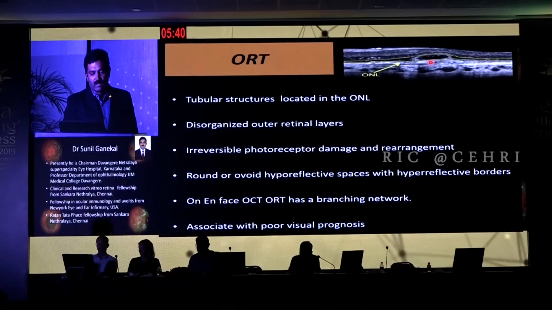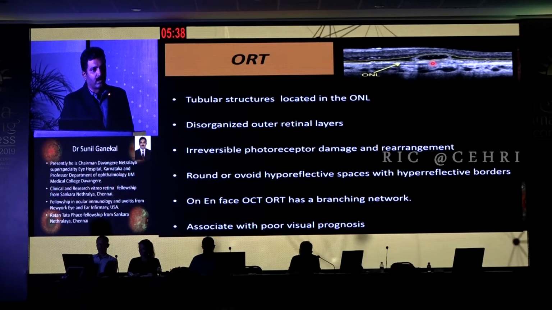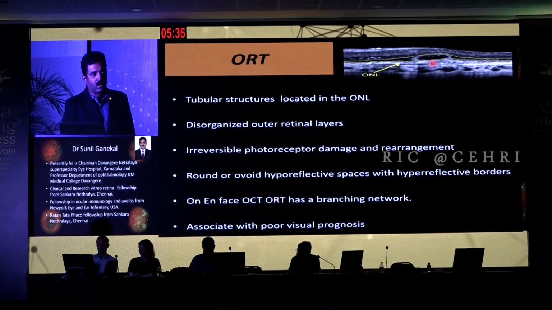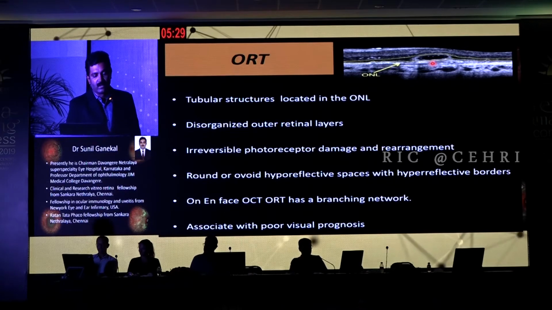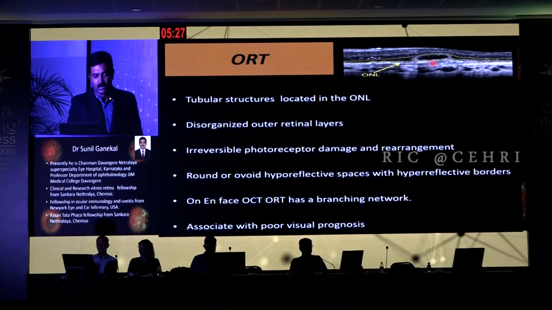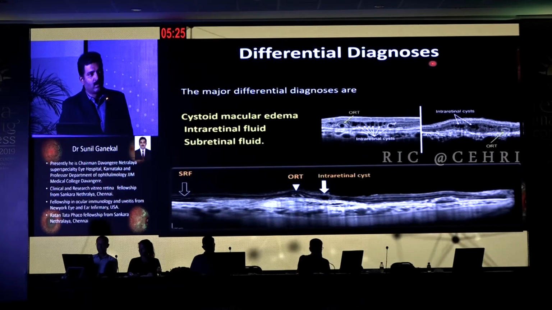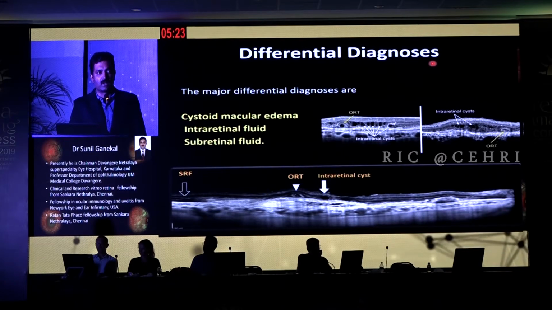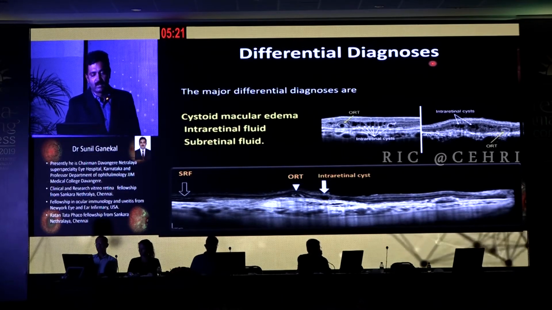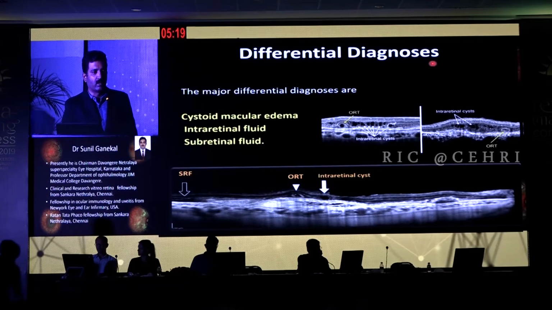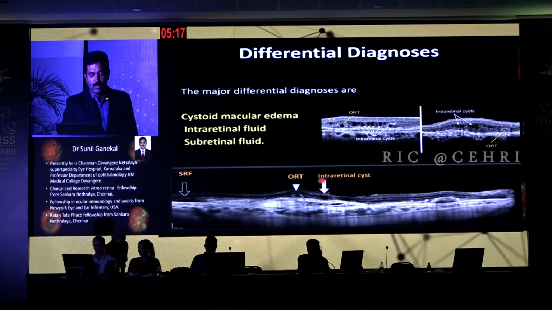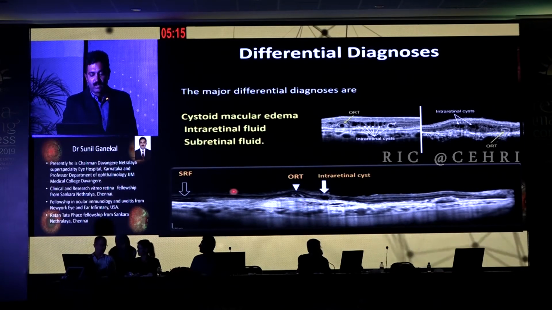Typically on OCT, on cross sections, they look like round tubular structures with a hyporeflective center and a hyperreflective border. On en face imaging, they may show a branching network. Usually they are associated with a poor visual prognosis. One needs to differentiate these tubular structures from other disease entities, as they can mimic cystoid macular edema, intraretinal cyst or subretinal fluid.